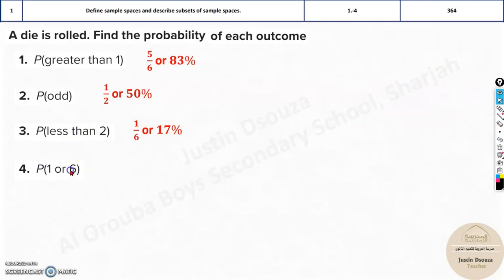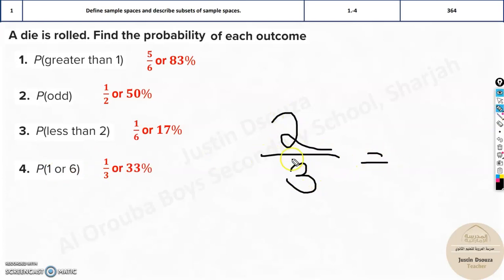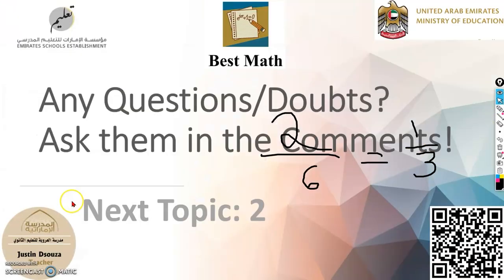And lastly, we had 1 or 2, so it is 2 divided by 6. Okay, something is not working. Now 2 divided by 6 means 1 by 3. So these are the answers. So now we will move on to the next topic.